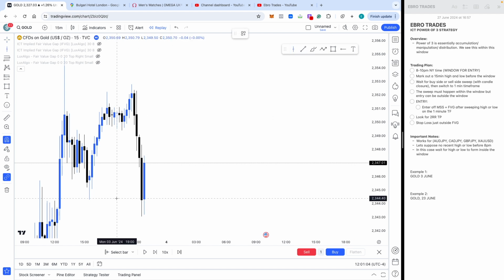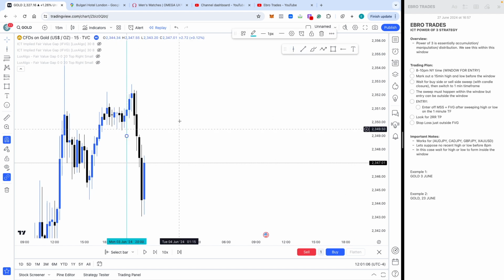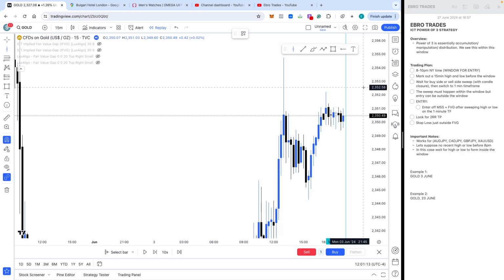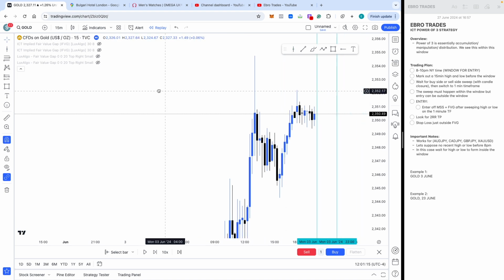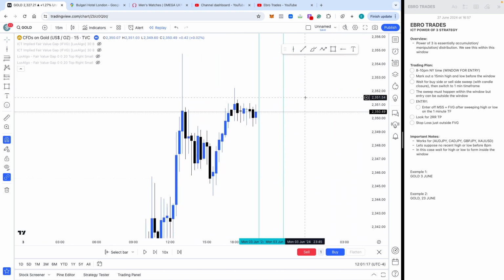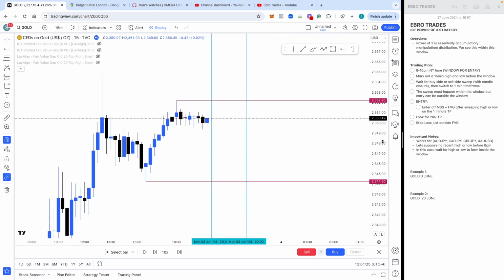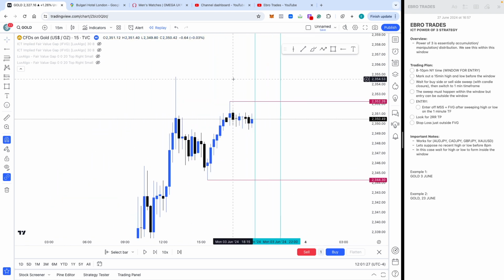So we're marking out 8 to 10 p.m. New York time. We're then marking out the most recent high and low of interest. So here's our high, and here's our low. Pretty obvious. We're then seeing what happens.